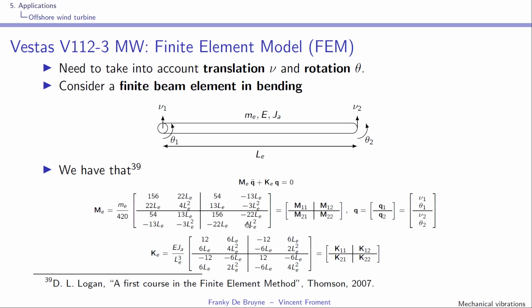I have rewritten things slightly by partitioning the matrices in such a way that the 4 variables that you have for one finite element are organized per node. So here you have the 2 variables associated to node 1, and here the 2 variables associated to node 2. Per node, you have a variable in translation and 1 in rotation. This will facilitate the analysis if you have more than one finite element.